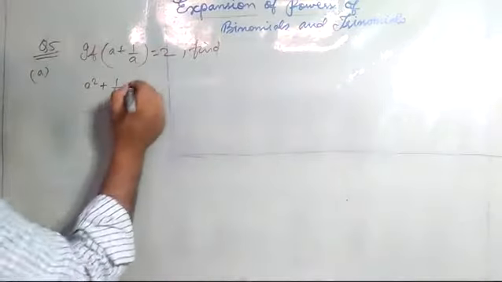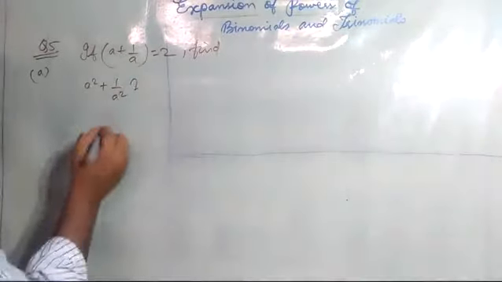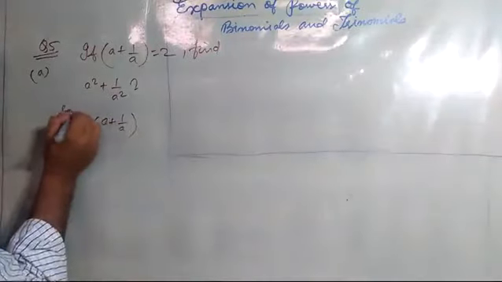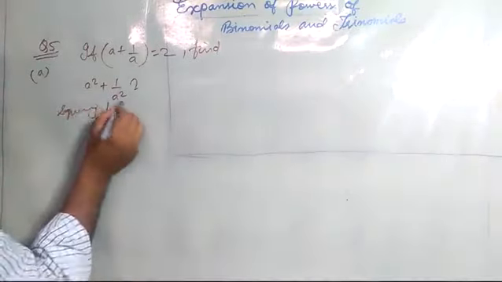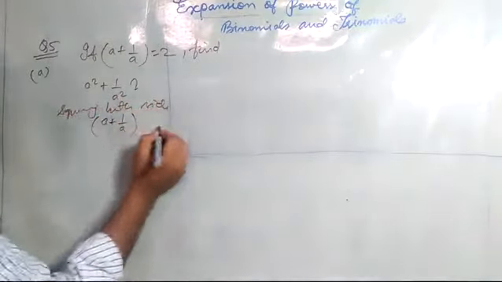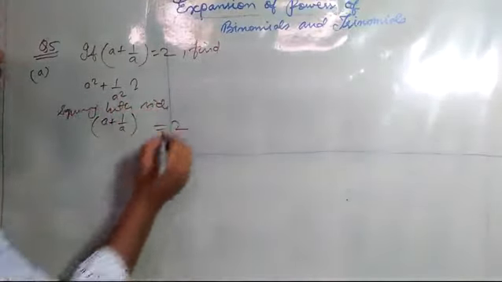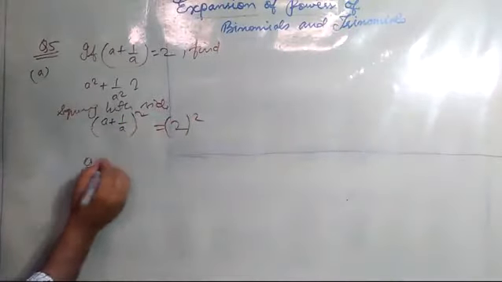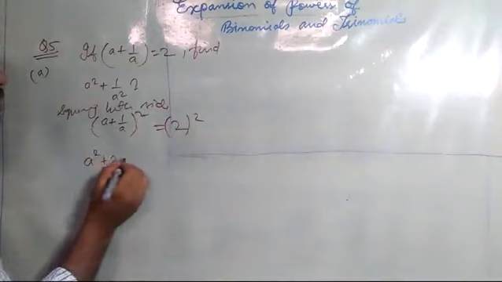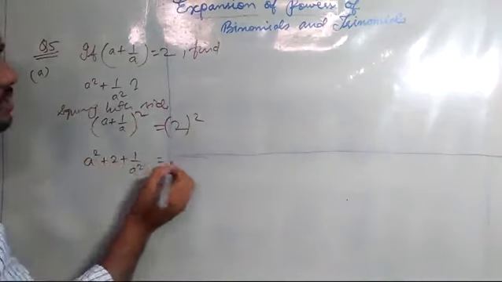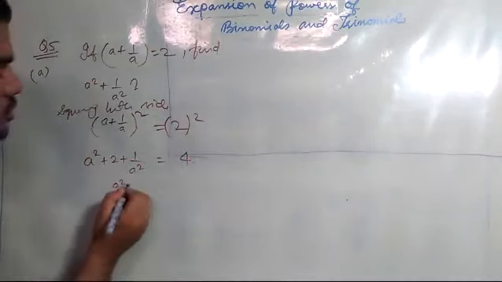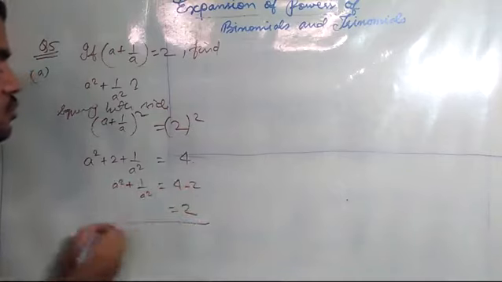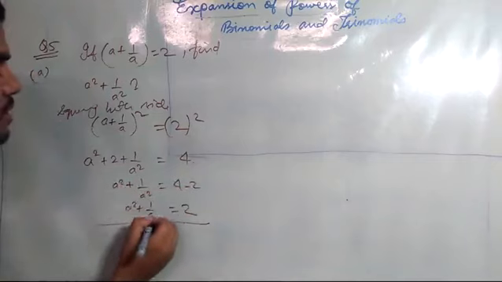To find the value of this, what you can do, first you write a plus 1 by a, squaring both sides. This is given equal to 2 whole square, this side also squaring. Now if you expand this, it will be equal to a square plus 2 plus 1 by a square, this is equal to 4. Now a square plus 1 by a square is equal to 4 minus 2, that means 2.